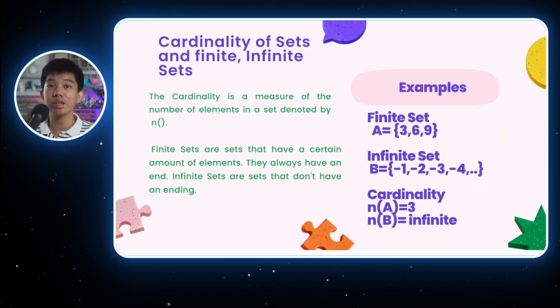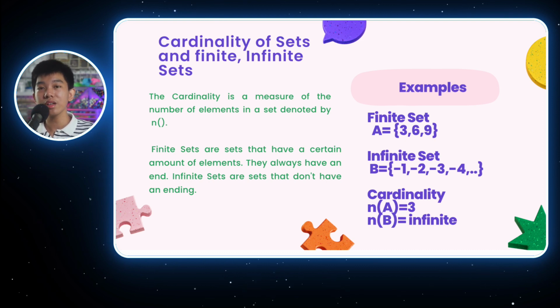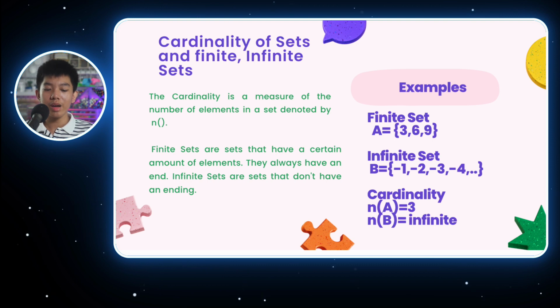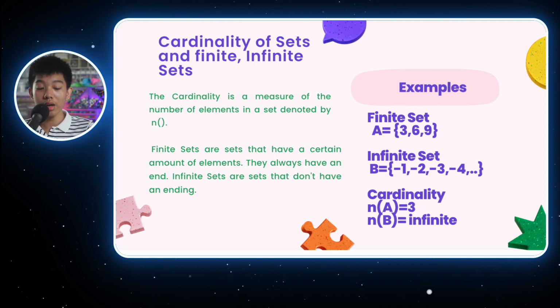Next up is cardinality of sets. Cardinality basically measures how many elements are in each set. And finite and infinite sets are simple. Finite sets have a determined amount, while infinite sets go on forever.